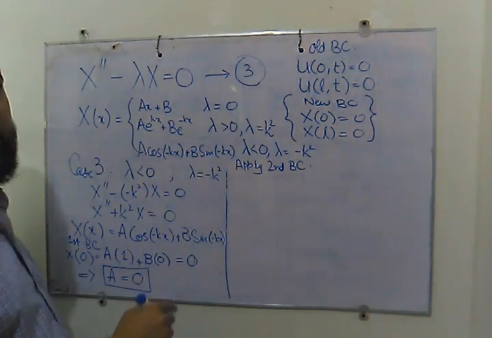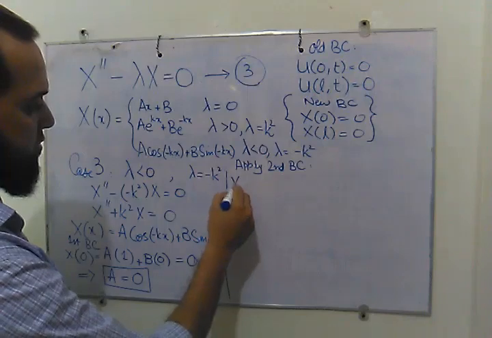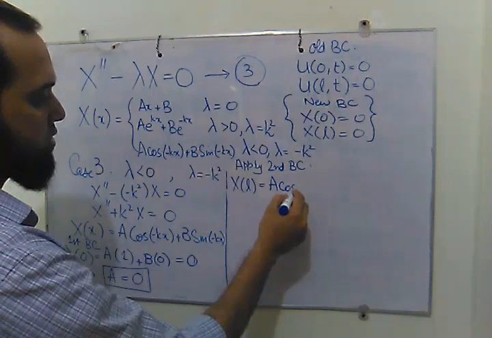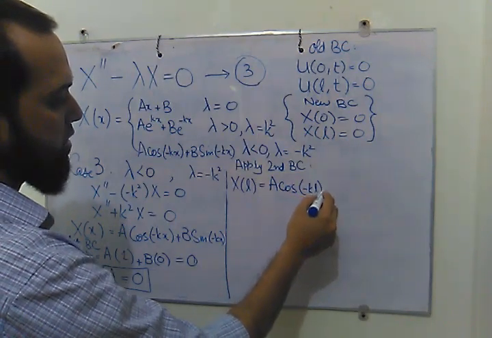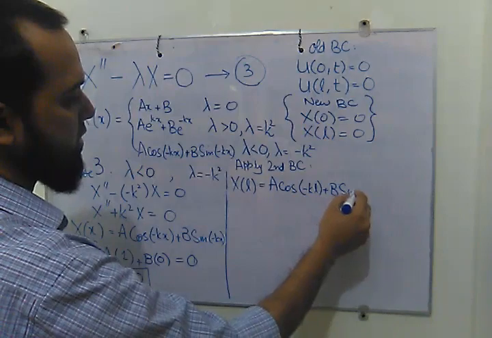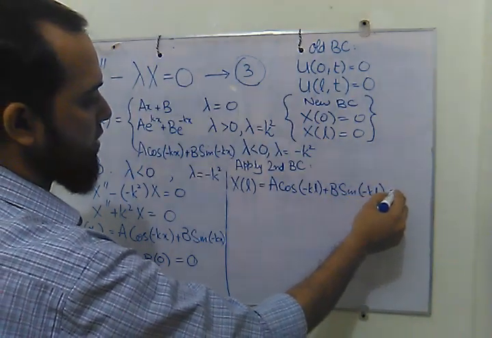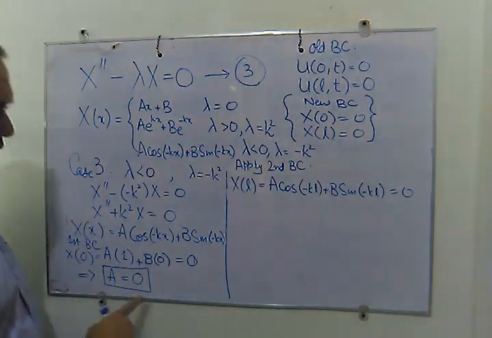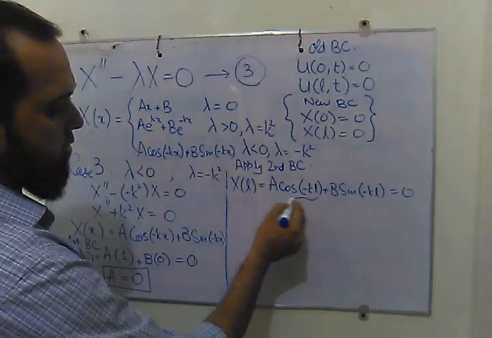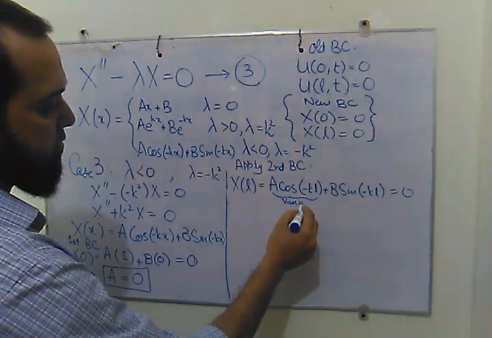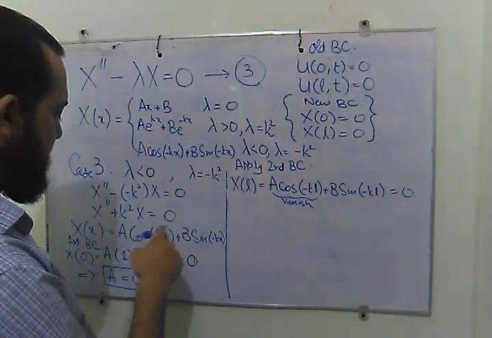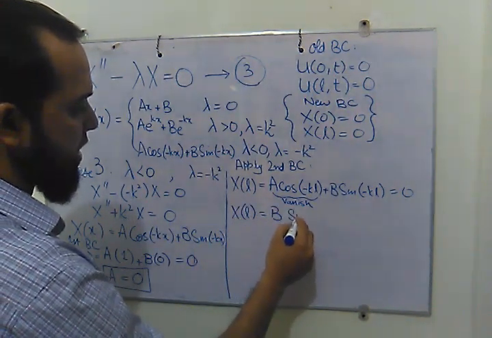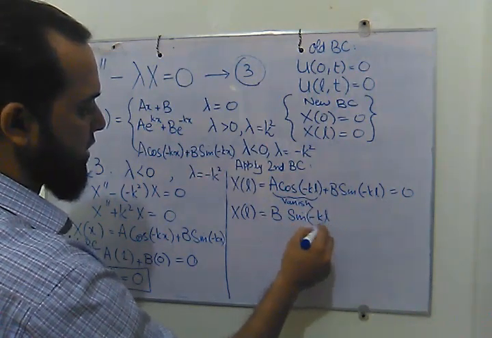When we apply the second boundary condition in the general solution, it becomes X of L is equal to a cos minus kL plus b sine minus kL is equal to 0. We have seen here that a is equal to 0, so this term vanishes and the general solution is reduced only to b sine minus kL.